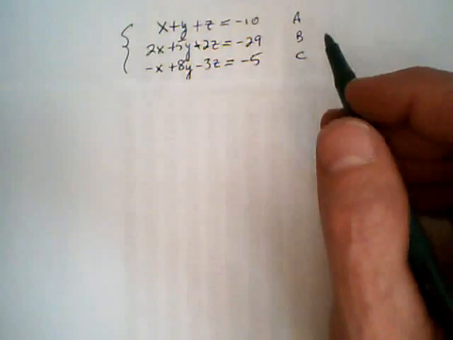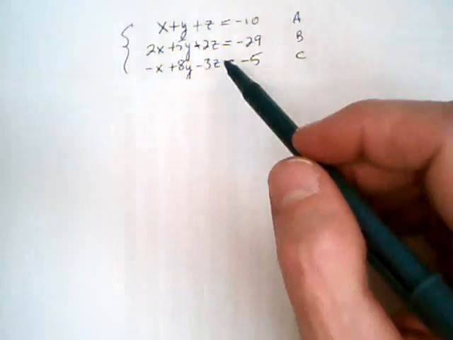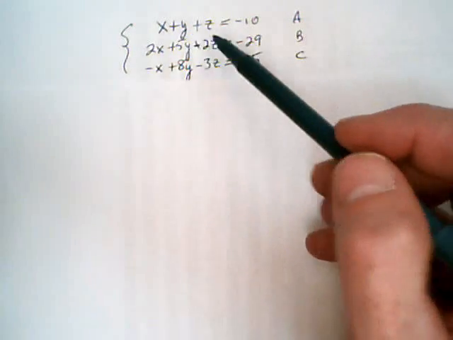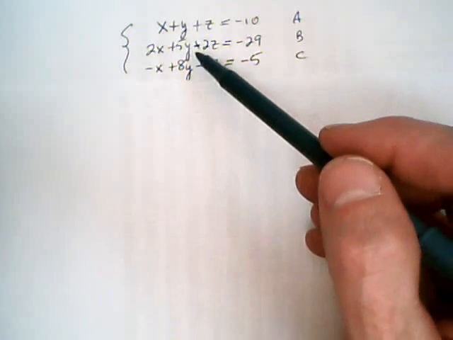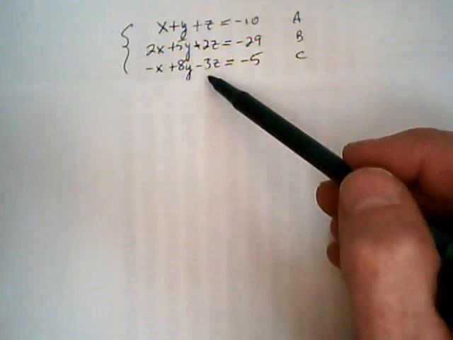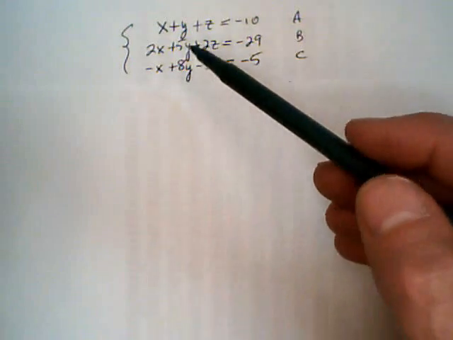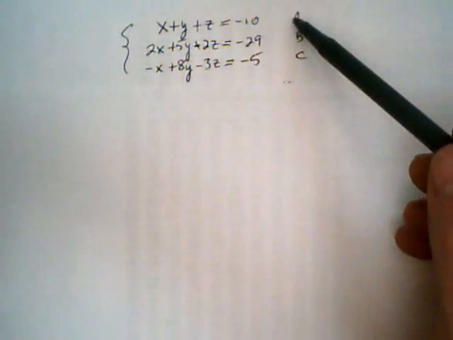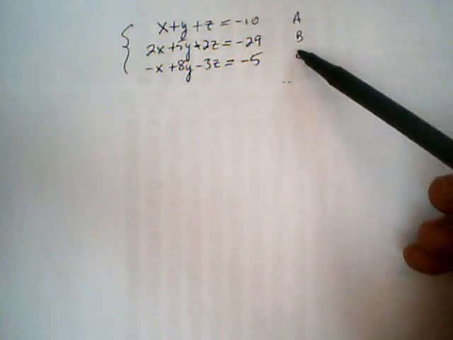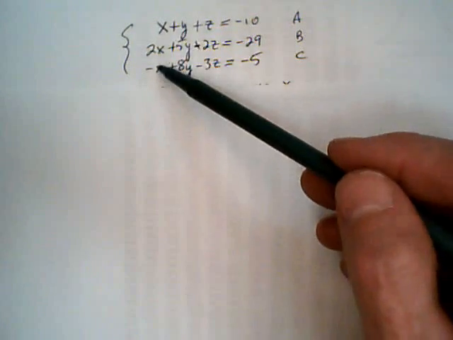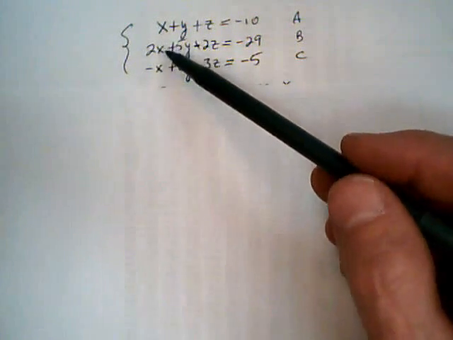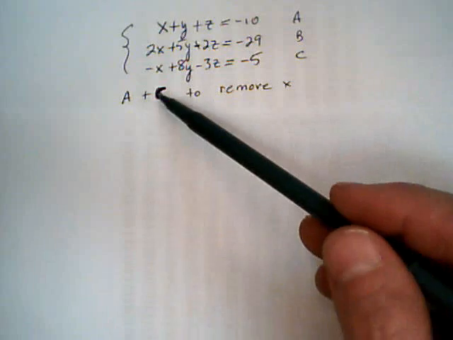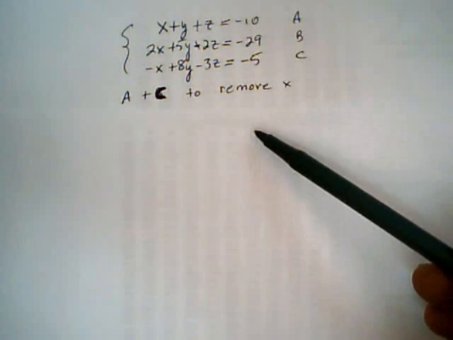Okay, we're going to solve a 3 by 3 system. Look at the system and decide which variable you'd like to remove first. Usually you pick the easiest one. In this case, I see that if I add equation a to equation c, then these x's will disappear because they'll cancel out. So that's what I do. I add a to c in order to remove the x.